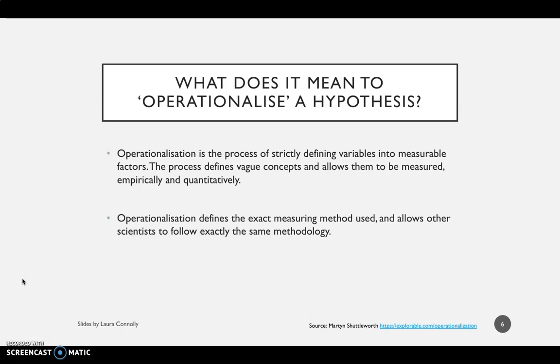Well, this is a process where you strictly define the variables into measurable factors. And so you might start off with a very vague concept or idea, but you need to be able to measure these empirically and quantitatively and convey this to the reader. So by defining the exact measuring method used, it allows other scientists or researchers to follow the exact same methodology that you've used in the current study.